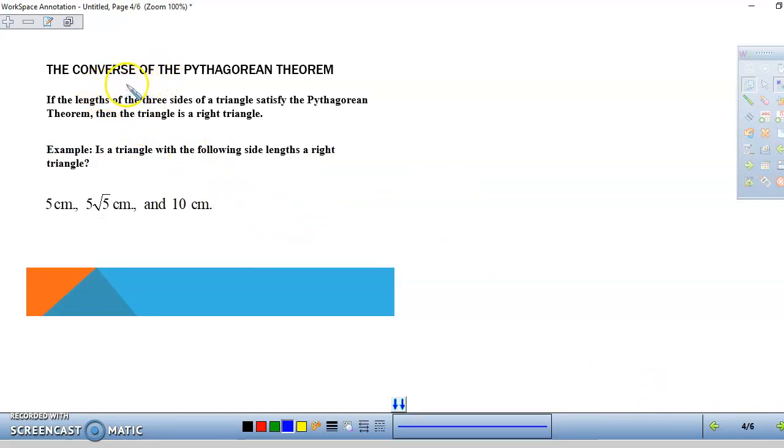Converse. So converse is just flipping the logic. So the normal Pythagorean theorem says, if you have a right triangle, then a squared plus b squared equals c squared. You flip that logic and it says, if the lengths of the three sides of a triangle satisfy the Pythagorean theorem, so in other words, if a squared plus b squared equals c squared, and remember c squared would have to be the longest, so c is the longest, then you can prove the triangle is a right triangle.